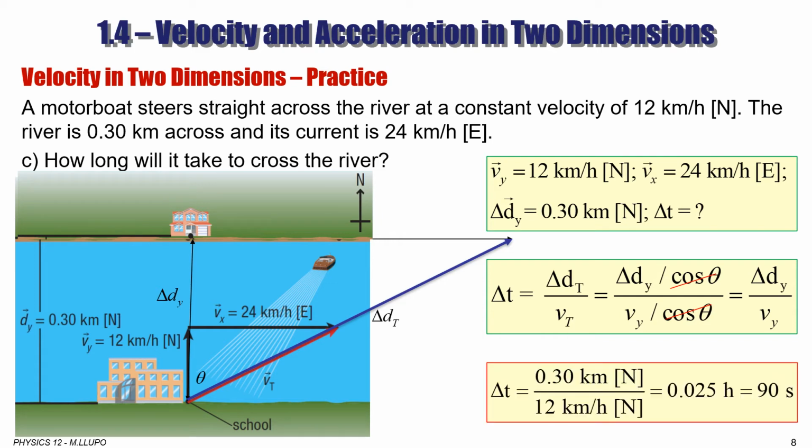So that means 0.30 kilometers divided by 12 kilometers per hour. The kilometers per kilometers and north cancel. What we have there is 0.025 hours, and that means it's 90 seconds. It's exactly the same.